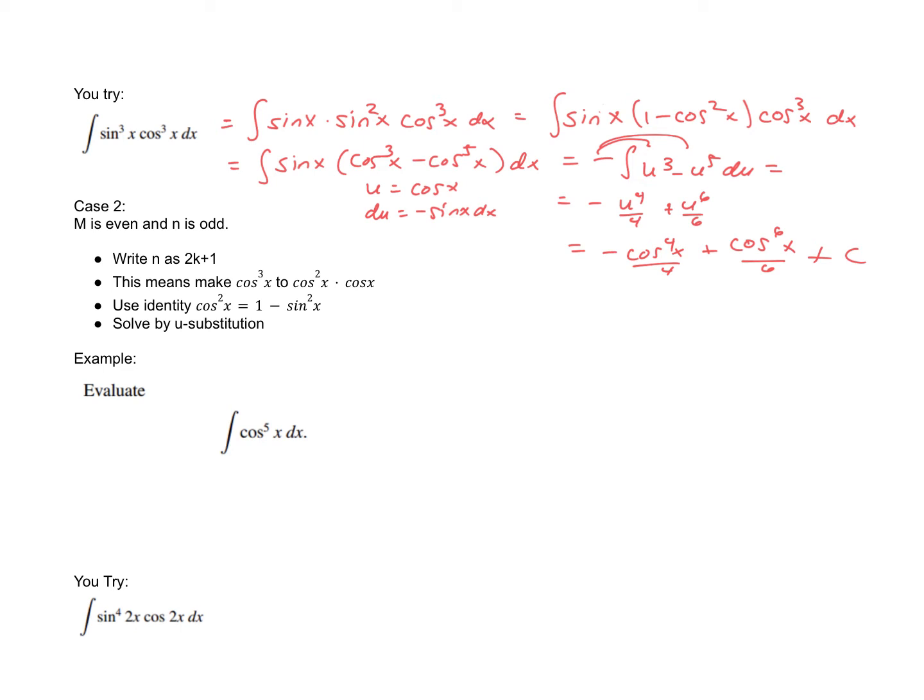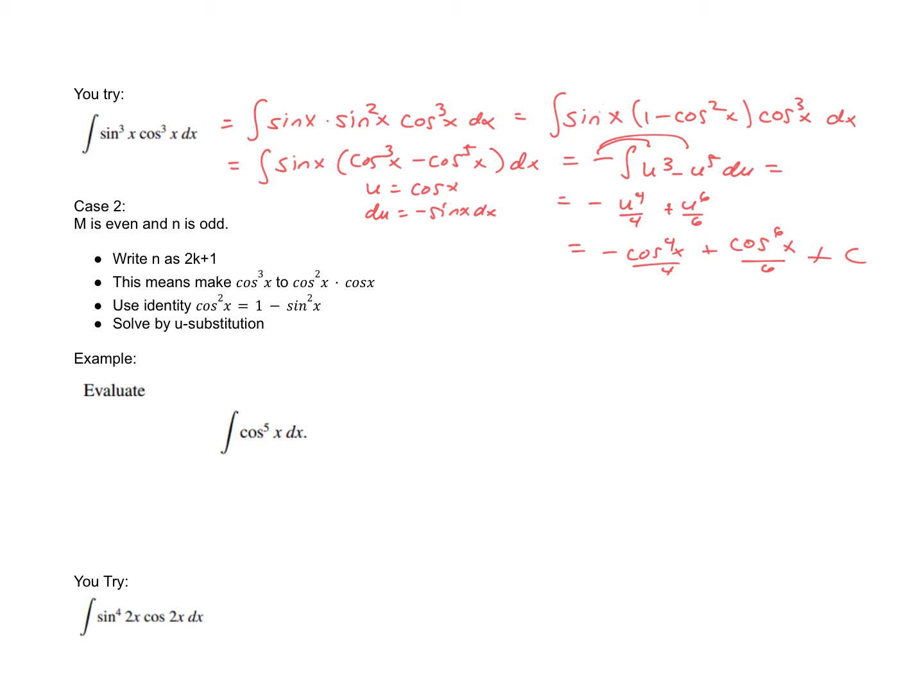Okay, so let's look at case 2. Case 2 is when m is even. Before, m was odd. Now m is even, but this time n is odd. So there's 2 cases for when m is even: when m is even and n is odd, and when m is even and n is even. In the case of m being even, we're going to take the cosine, which now has an odd exponent, and split it into 2 pieces, just like we did with sine previously.